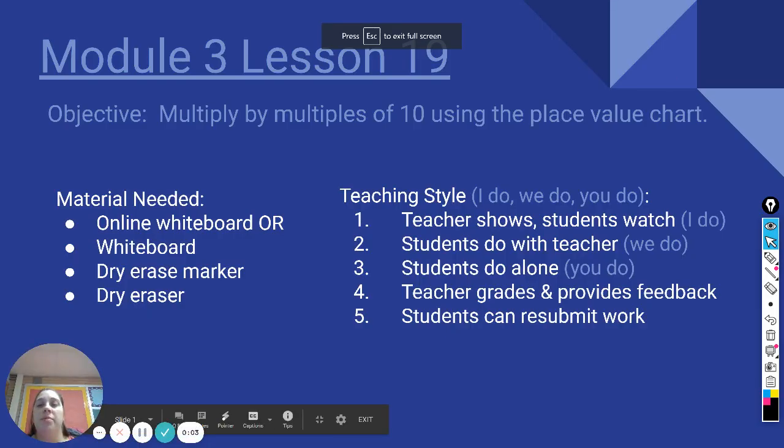Today we're doing Module 3, Lesson 19. The objective of today's lesson is to multiply by multiples of 10 using the place value chart. The materials needed for today are your online whiteboard or your whiteboard, dry erase marker and dry eraser. And the teaching style we're going to follow is where I do it, we do it together, and then you do it on your own.